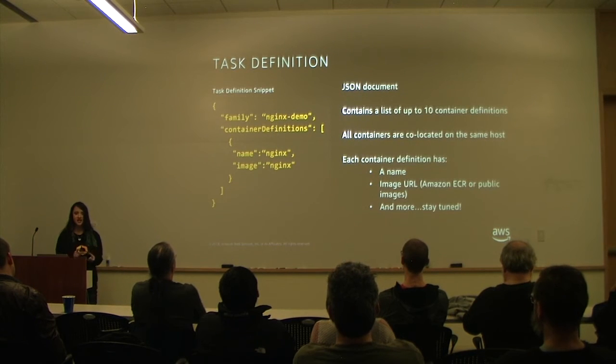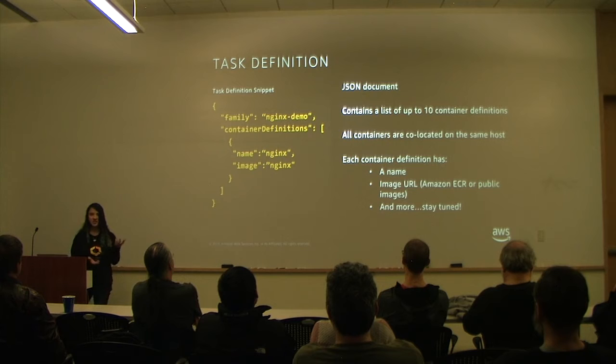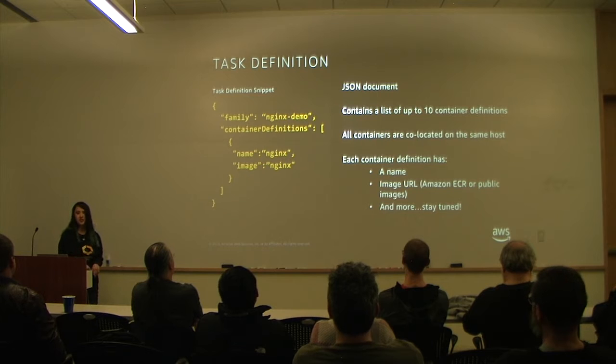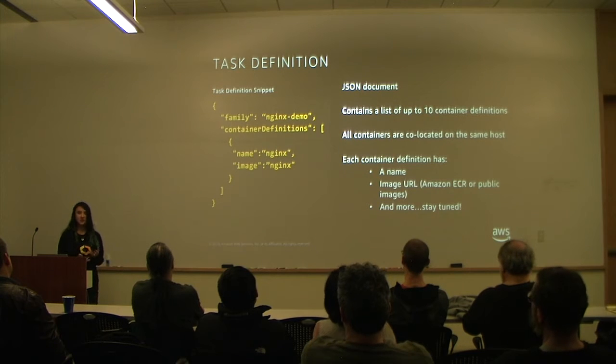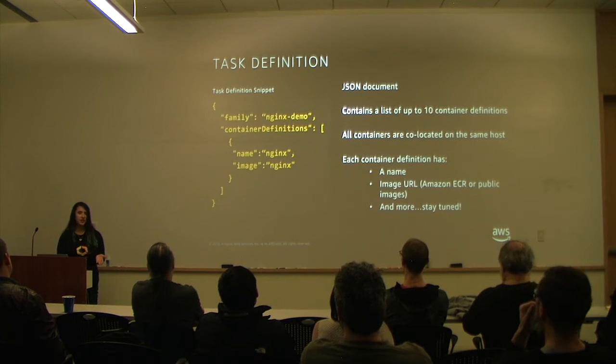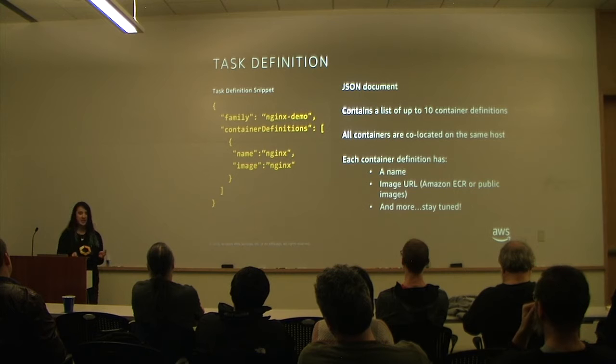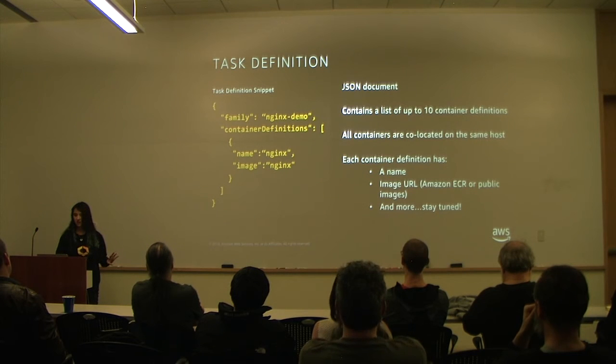So this is just a tiny snippet of a task definition. A task definition, as I mentioned, is in JSON. You can have up to 10 containers per task definition. And each of those containers within a task, they're all located on the same host. Say for this task definition, it's for Nginx. You have the task name, and then you have your list of container definitions. You can have multiple in here. This one just is Nginx. So you'd have your name, the image URL, and then there's a bunch of other things, but we'll get into that in a bit.